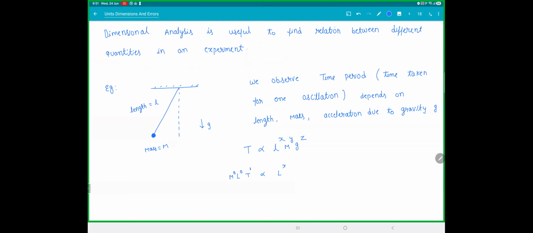This is L power x, M power y, this is L, T power minus 2, z. This is M power y, L power x plus z, and T power minus 2z. Compared with M0, L0, T1, you can clearly see y is 0, z is minus half, x is equal to half. That means time is proportional to L power half, M power 0, and g power minus half.